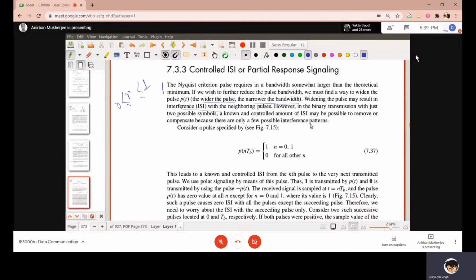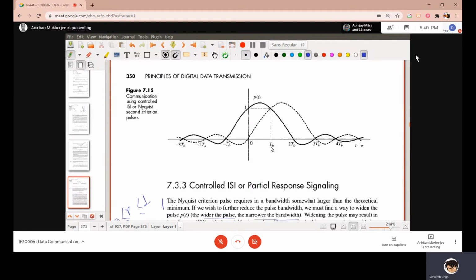Now that means a known controlled amount of intersymbol interference may be possible to remove or compensate, because there are only a few interference patterns. Now I am considering something like this: P of nTB, when n equals 0 and 1, it is 1; for other n, it is 0. That means, see here what I am doing, these pulses earlier, if you can remember, my pulses were like this. Now I have shifted the pulse.